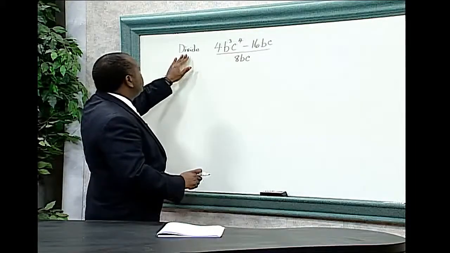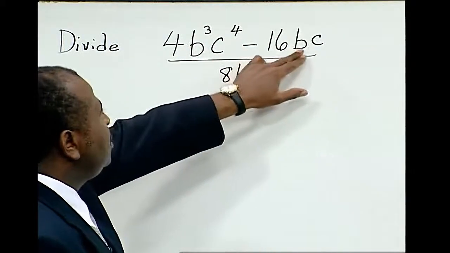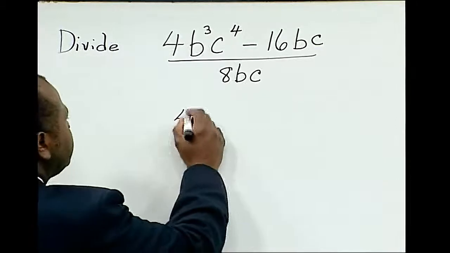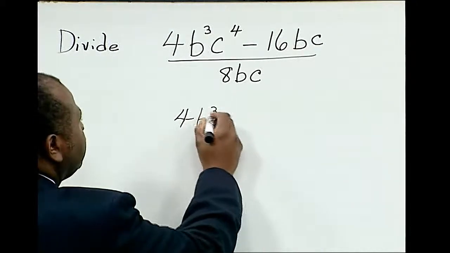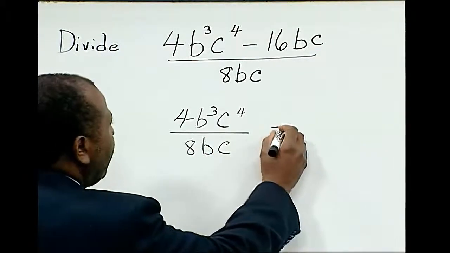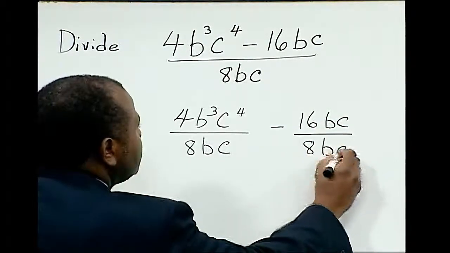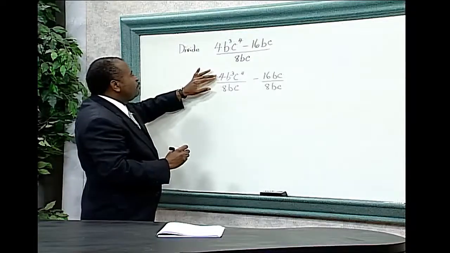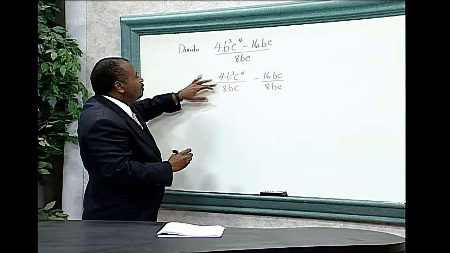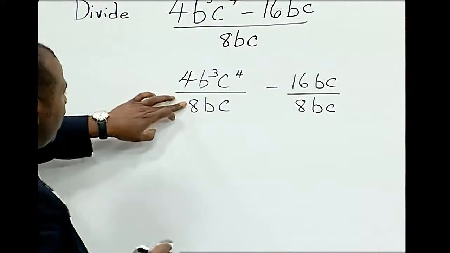Example number 3. Divide 4b to the third power c to the fourth power minus 16bc divided by 8bc. Let's rewrite this particular expression. 4b to the third power c to the fourth power over 8bc minus 16bc divided by 8bc. As we observe 4 and 8, we can reduce 4 and 8 by using a common factor of 4. 4 we're dividing into 4 one time, 4 we're dividing into 8 two times.